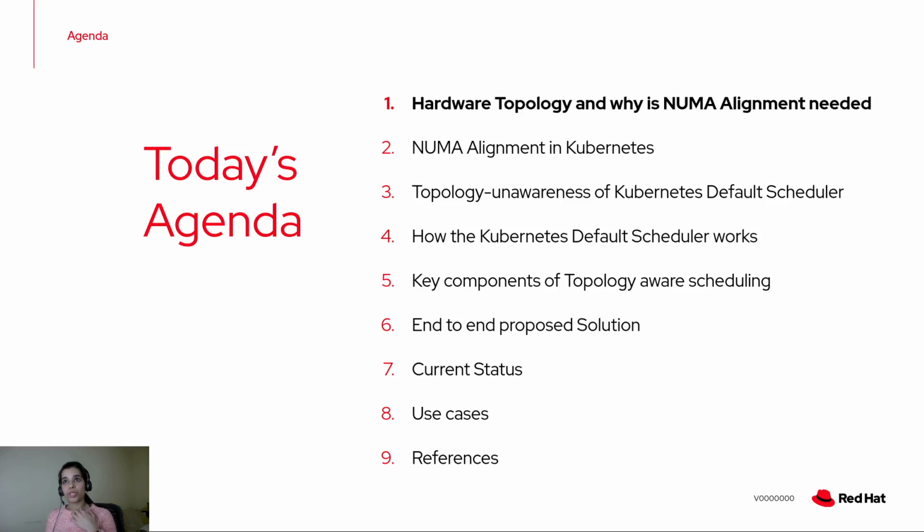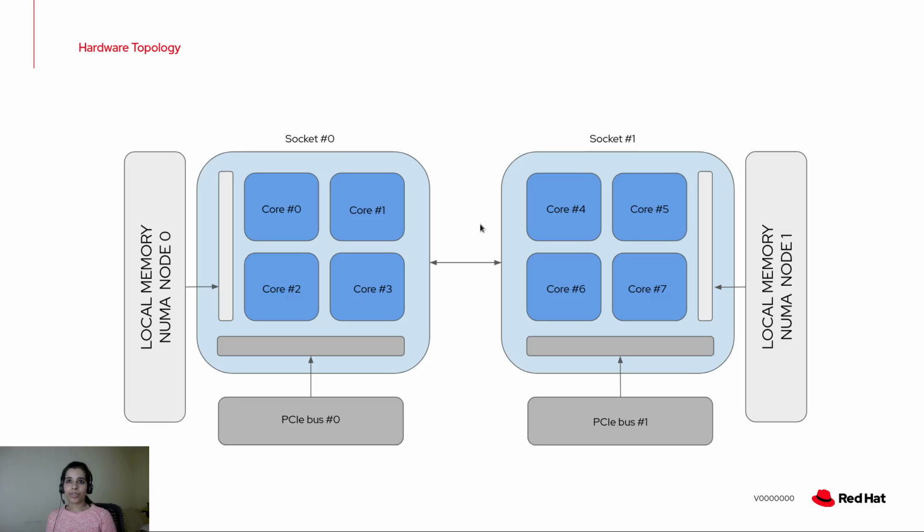Hardware topology. What is NUMA and why is NUMA alignment important? NUMA stands for Non-Uniform Memory Access. It's a technology on multi-CPU systems that allows different CPUs to access different parts of the memory at different speeds. Any memory directly connected to a CPU is considered local to the CPU and can be accessed very fast, as opposed to any memory not directly connected to a CPU, which is considered non-local.